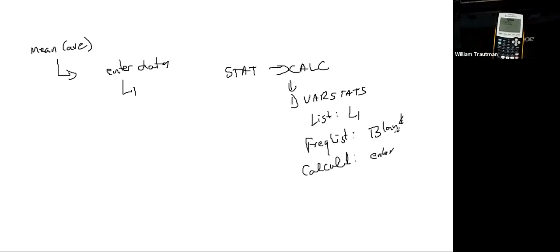So this is how you do it to find the average. Enter your data into list 1. Then you calculate 1-Var Stats. List should be L1. Frequency list should be blank. That's what that says, even though it's hard to read. It should be blank. And then when we go to calculate and enter, we're going to look at the x bar. That's our average, otherwise known as mean.